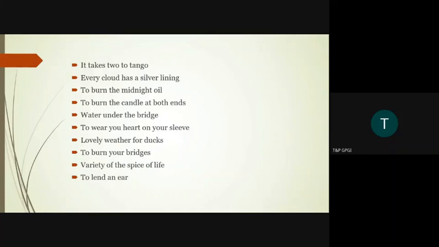Another one is every cloud has a silver lining. So it means every difficult or sad situation has a comforting or more peaceful aspect, even though this may not be immediately apparent. It's a nice way of expressing seeing the positive side of something, or seeing something positive that will come later on as a result of something negative.